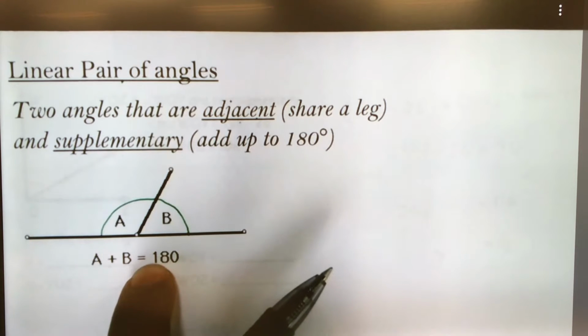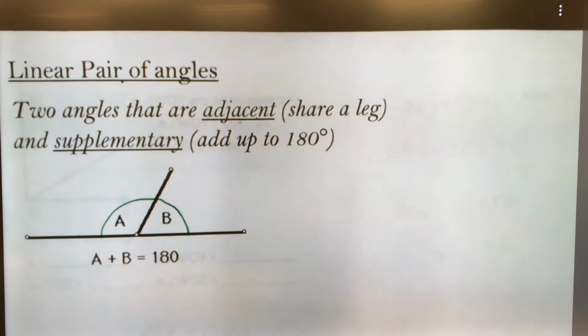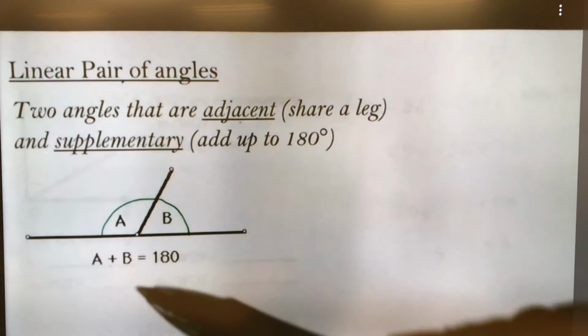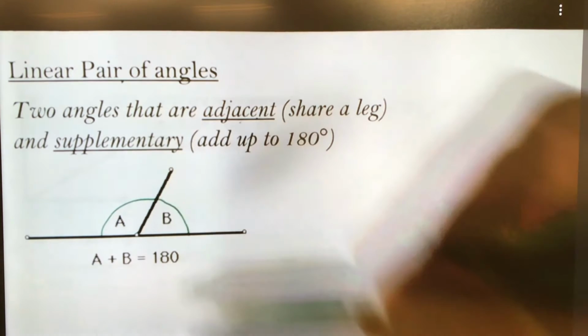For supplementary angles, they may not be linear or adjacent. As long as they add up to 180, they will be supplementary. It is not necessary to be adjacent in order to be supplementary. It may be adjacent or it may not be adjacent. As long as they add up to 180, they are supplementary. But in the case of a linear pair, they should add up to 180 and be together like this too.